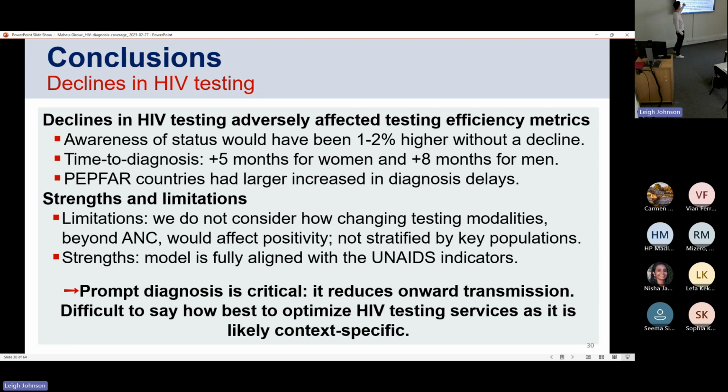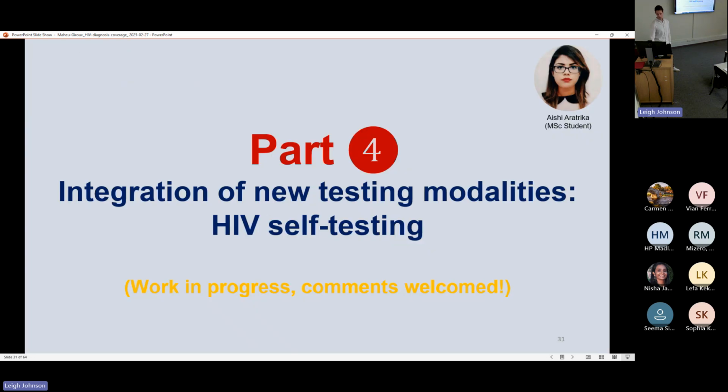The limitation is that beyond the integration of ANC testing in this model, we do not consider how changing testing modalities affect the efficiency of those services, and it's also not stratified by key population. The strength is that the model is fully aligned with the UNAIDS indicators, such that we have consistent estimates of incidence, mortality, etc. So the conclusion is that prompt diagnosis is critical. It reduces onward transmission. But from this data, it's difficult to say how best to optimize HIV testing services, and it's likely context specific. So again, this is preliminary, ongoing work, and we want to refine some of those hypotheses that we made.